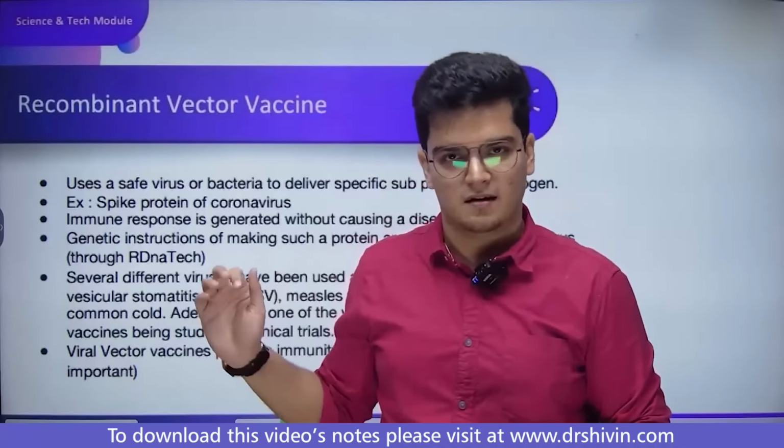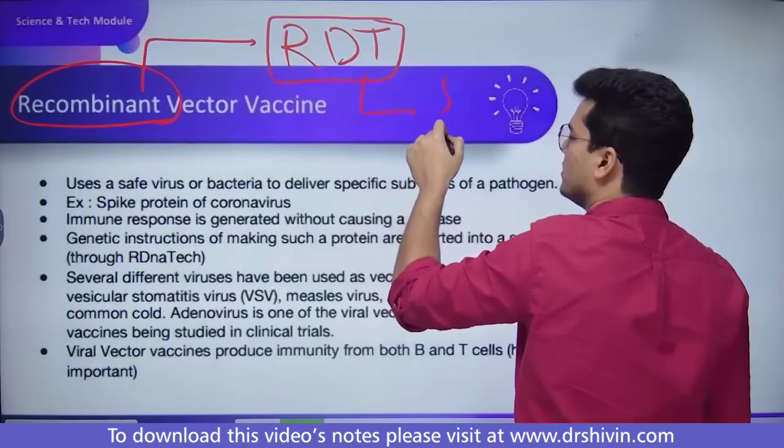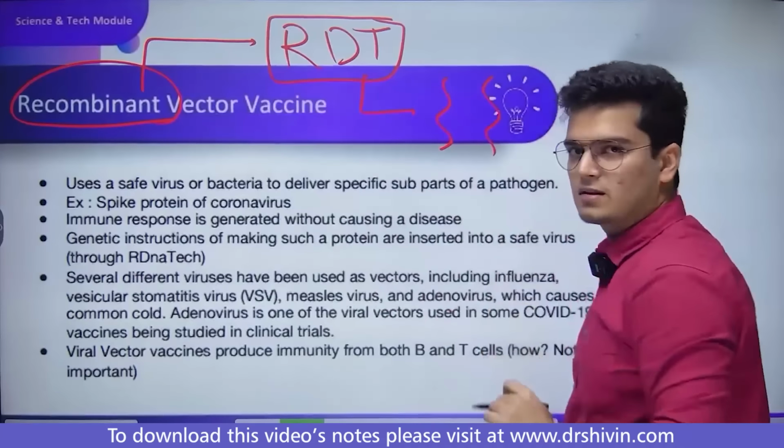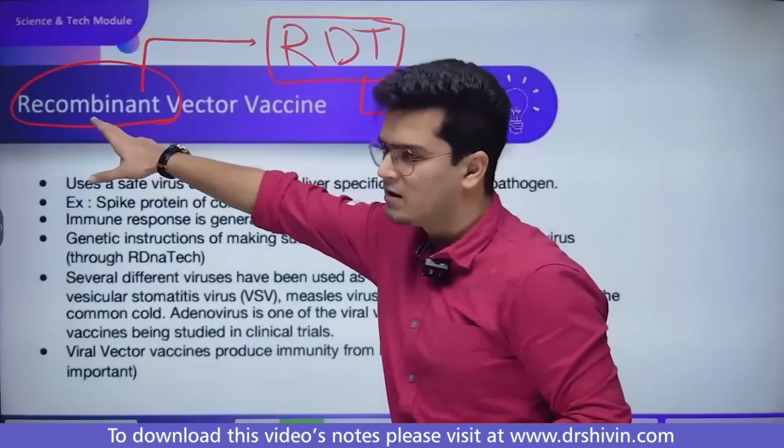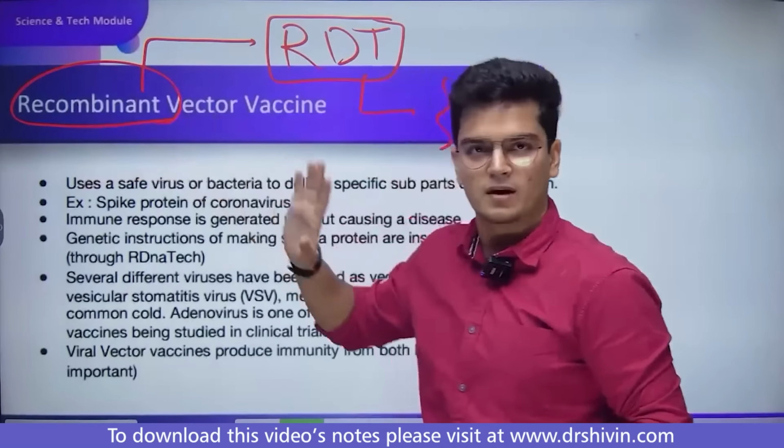Recombinant, this term we have studied before. Recombinant stands for recombinant DNA technology. We have heard this before, where we are joining two pieces of DNA that are generally not seen together. Joining two pieces of DNA generally not seen together is called recombinant. What is a vector? Vector means carrier. We have seen plasmids were being used as vectors, right? So vector is carrier, recombinant is DNA combined. Recombinant vector vaccine. Again, word breakdown.